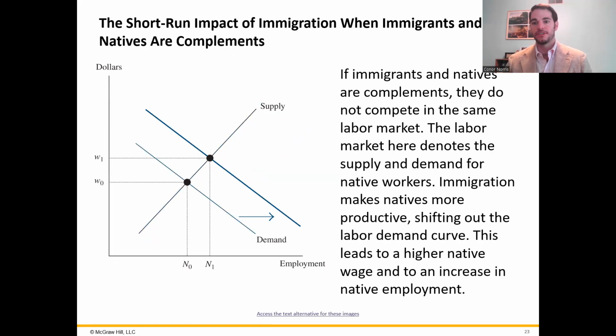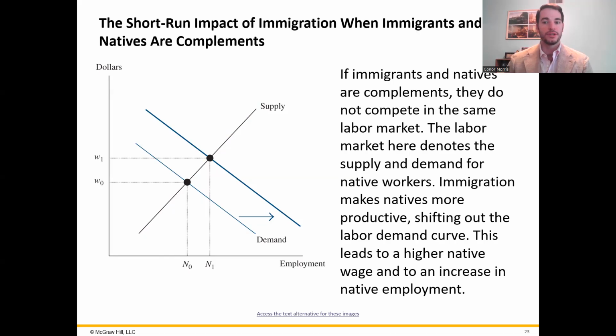So here we see what happens to native workers when they're complements to immigrants. The demand for them increases. That's because as complements, they work best together. So remember our example of complements, hot dogs and hot dog buns. If you're going to eat hot dogs, you're going to want more hot dog buns. Very similar here. So more immigrants coming to the country and working, when they're complements, means that firms are going to want more native workers as well. Shifting the demand curve to the right in this case, because the immigrants and the native workers are complements, is going to increase the wages that native workers receive, and it increases their employment.